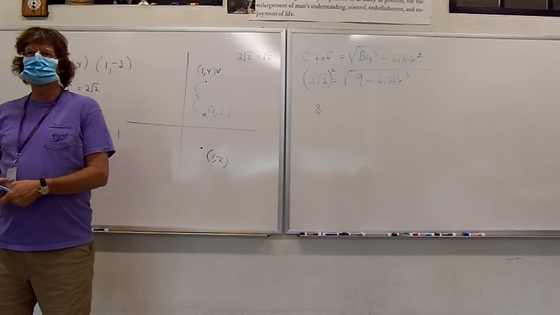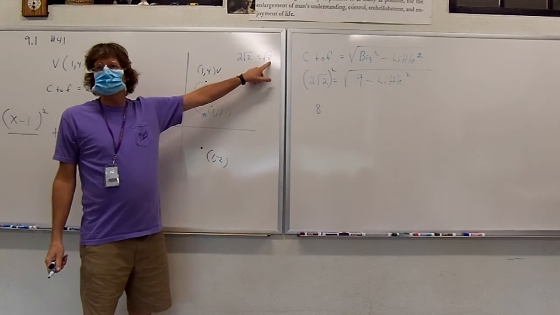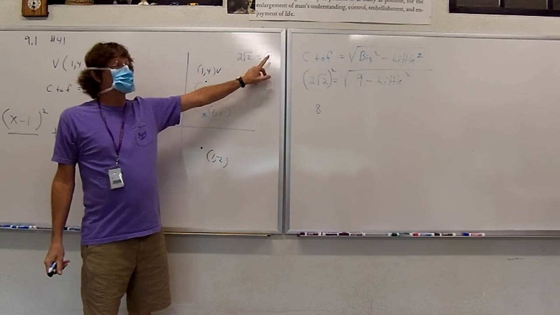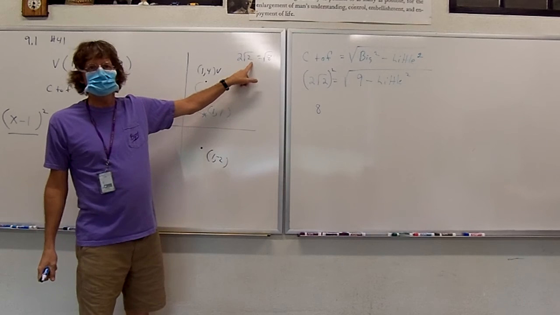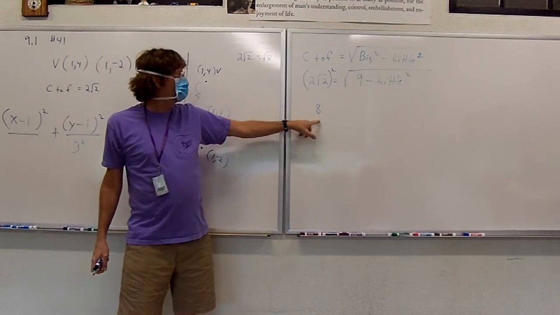Yeah, if you think about it, when you take the square root of 8, 8 is what? 4 times 2. Take the square root of the 4, that gives you this one. There's that one. So, yeah, you better get 8 when you square that.